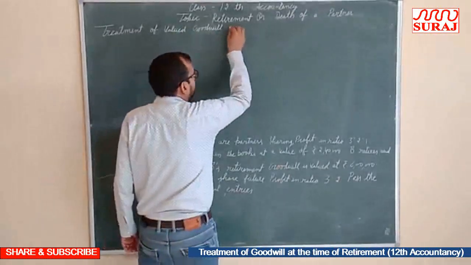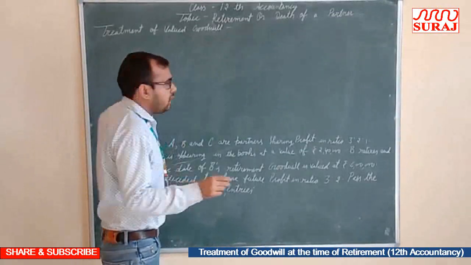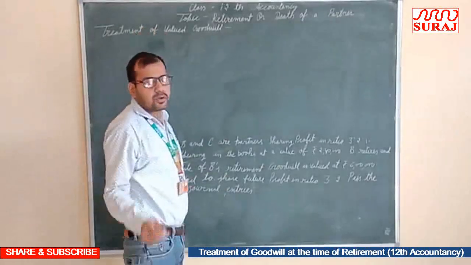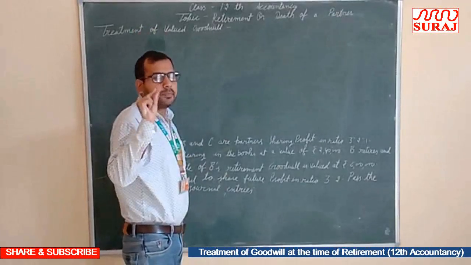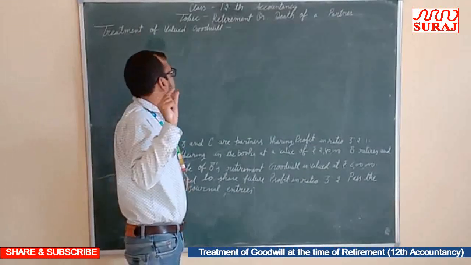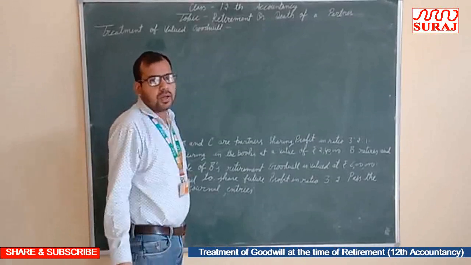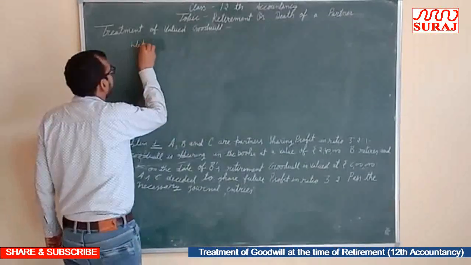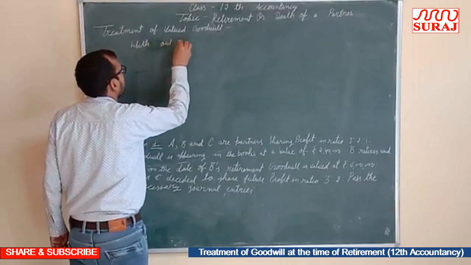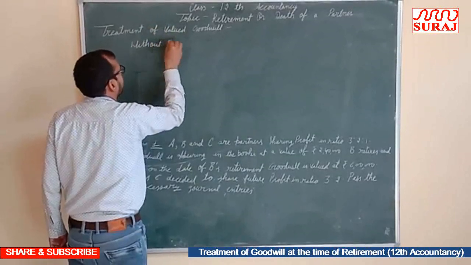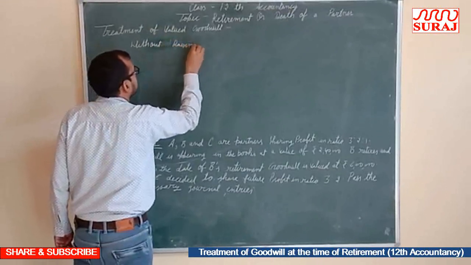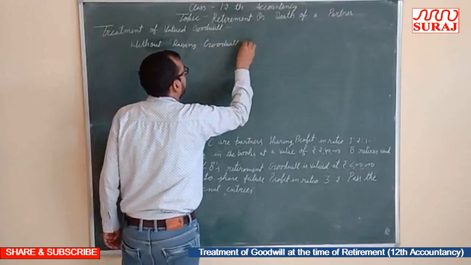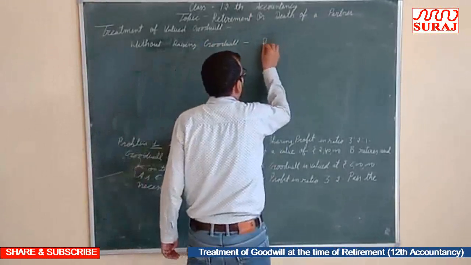At the time of retirement, the treatment of goodwill for the remaining partners can be done in two ways: by raising goodwill account, or without raising goodwill account. First is without raising goodwill account.